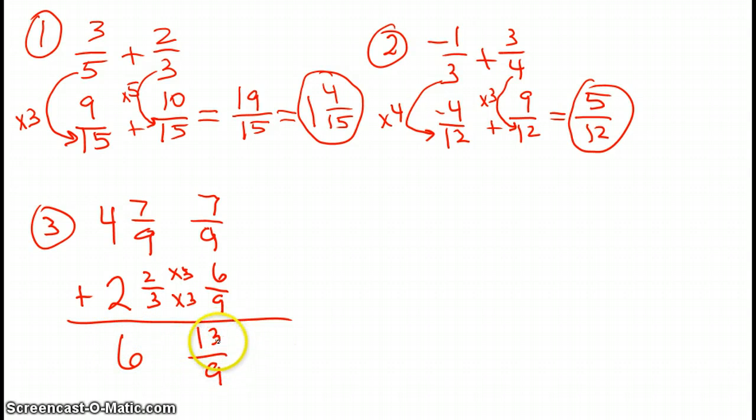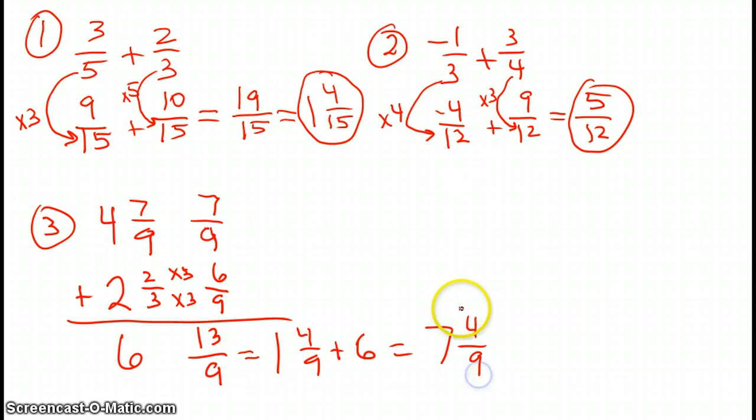Now, of course, we have another improper fraction. We can't leave that. Well, 9 goes into 13 once, with 4 remaining out of 9. And of course, we need to add that 6 on with it. So our final answer is 7 and 4/9. And that can't be simplified anymore. So there's your answer. So that's how we add fractions.